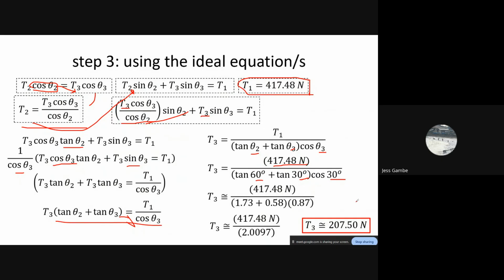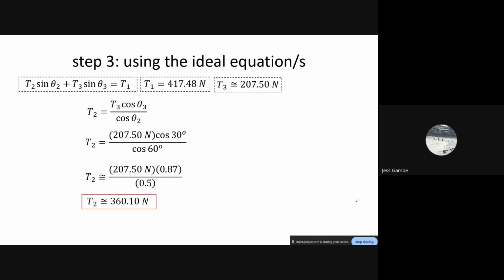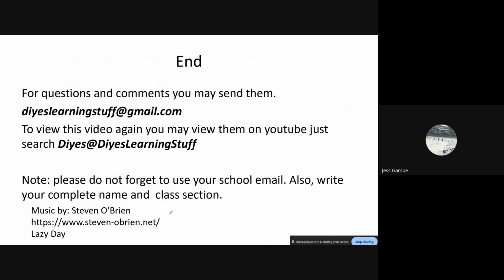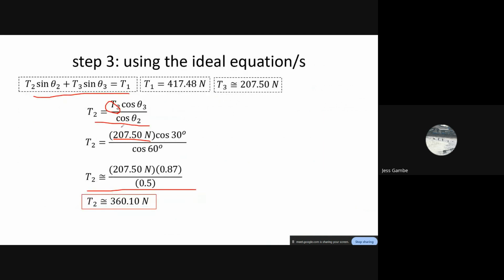That means T2 is now solvable. You can go back to the expression for T2 and rewrite it, and you get this expression here. Then substituting the value of T3 we obtained earlier, theta 3 is just 30 and theta 2 is just 60. If you substitute that, you get the value of T2 equal to 360.210 newtons. Okay, so that's it. We're able to solve T1, T2, and T3 by algebraic means.